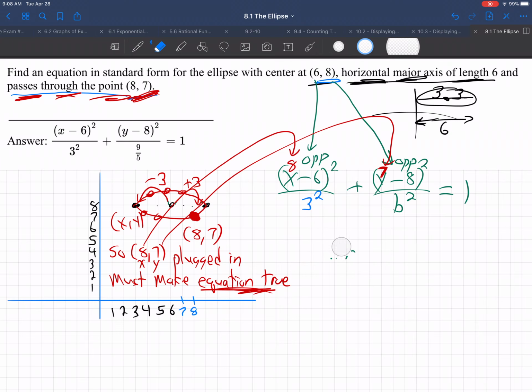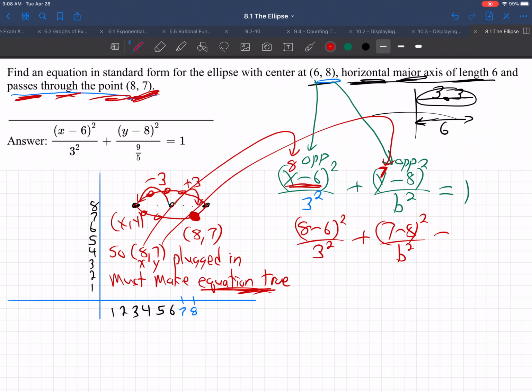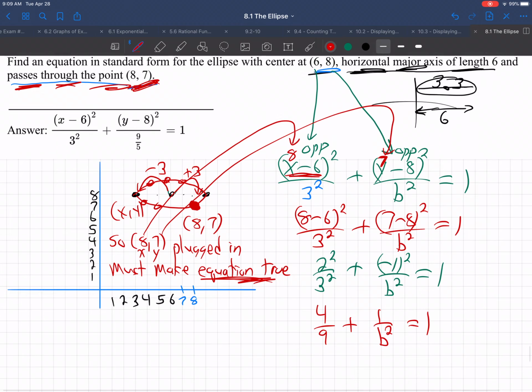So let's go back then. Let's plug that in. 8 minus 6 squared over 3 squared plus 7 minus 8 squared over b squared must equal 1. So what is that? That's 2 squared over 3 squared plus negative 1 squared over b squared is 1. That's 4/9. Oops, that wasn't very well done. So let's switch back. 4/9 plus 1 over b squared is 1.